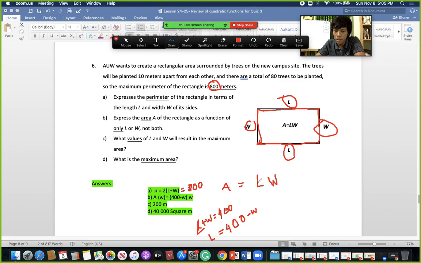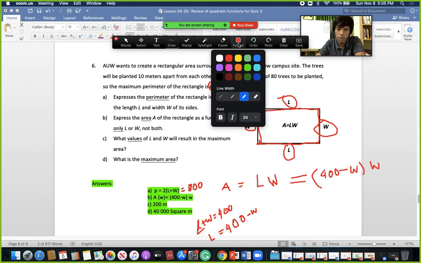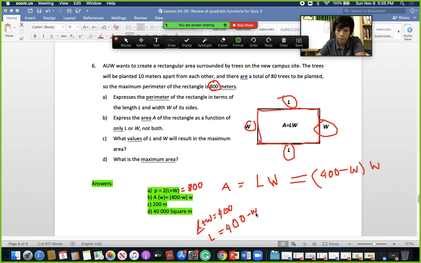And here now, instead of L, we will put this value. Then we will get our answer. So 400 minus W, into W. Into W means this W. This one and this one are the same W. Let me color it. So this W and this W are the same W. Instead of L, we have put this value, and that is the answer of the B number question.